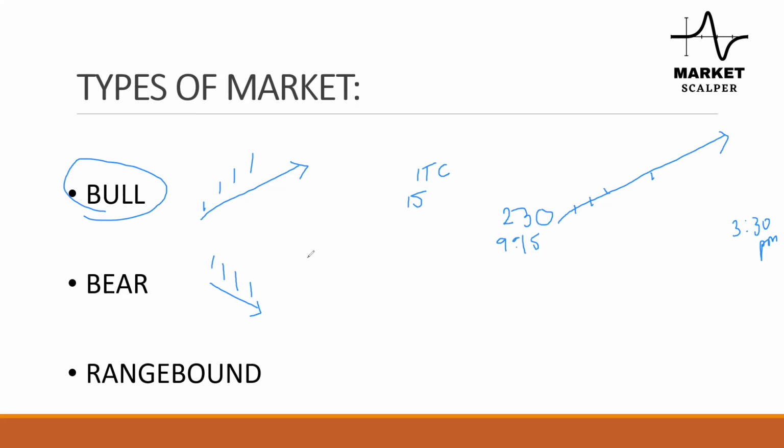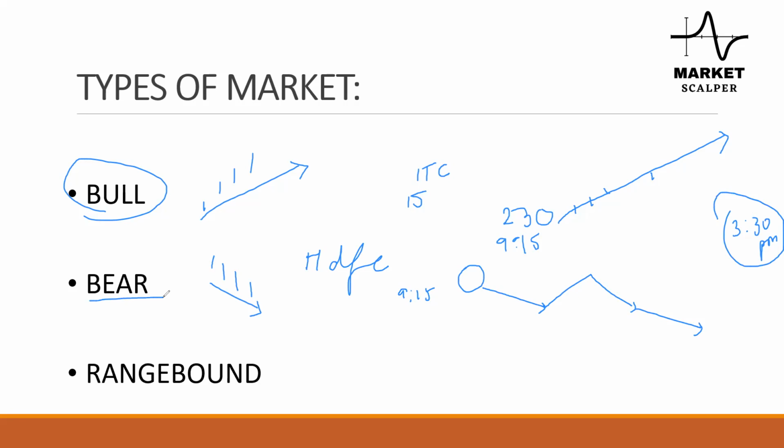Likewise, if we are seeing another stock, for example HDFC, today it has opened at 9:15 at a particular price over here, but it declines, and then again it goes up, and again it goes down, then it goes further down by the end of the market closing, which is 3:30. So this we say is a bear market.